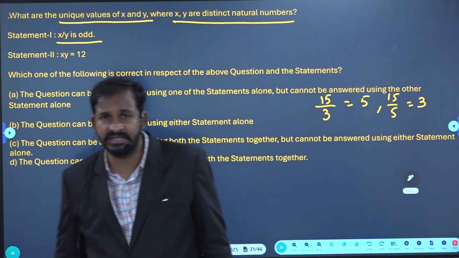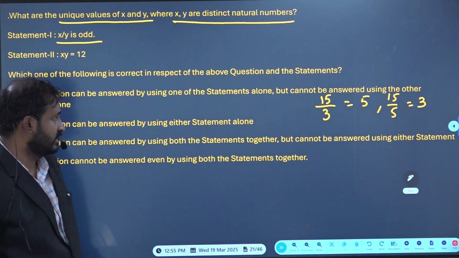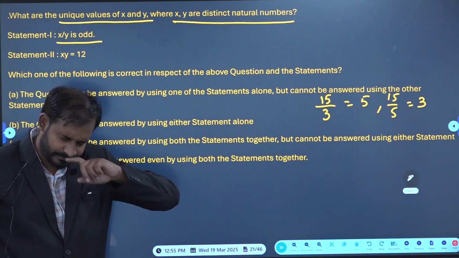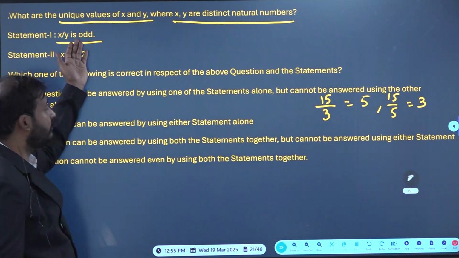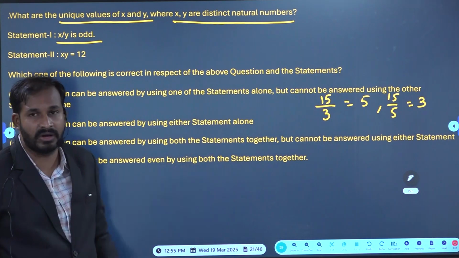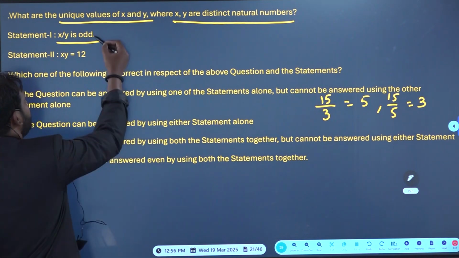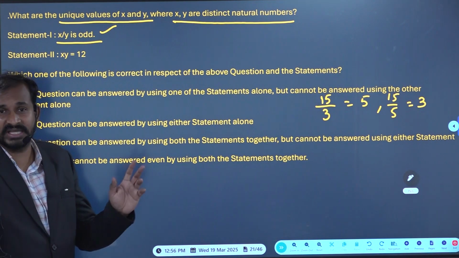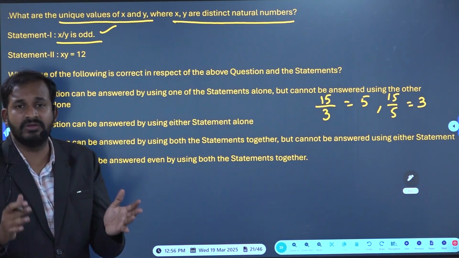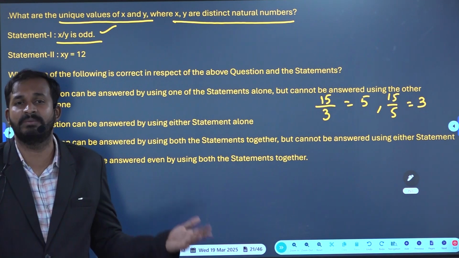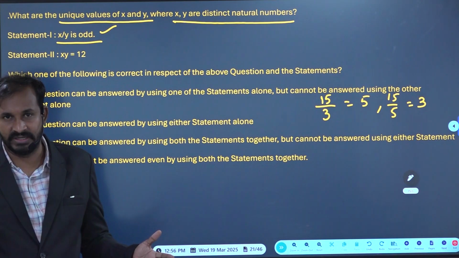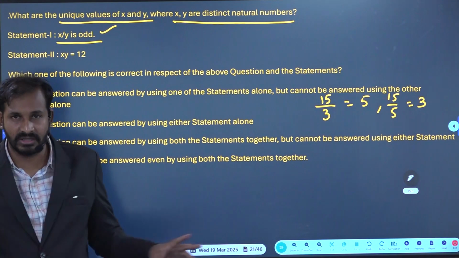It can be any numbers, right? X and Y can be any numbers, which means when we divide one by the other, its value should be an odd number. Like this, we will have many numbers. So with statement 1, I cannot say exactly that X is some value, Y is some value, because I can get multiple values here for X and Y. So with only statement 1, I cannot tell my answer.